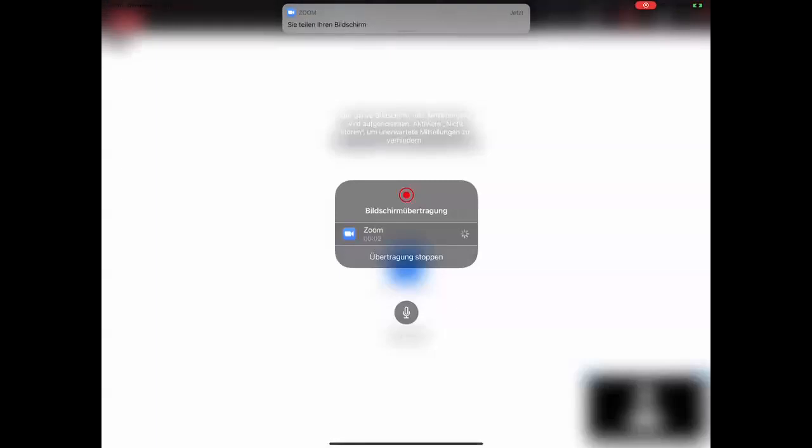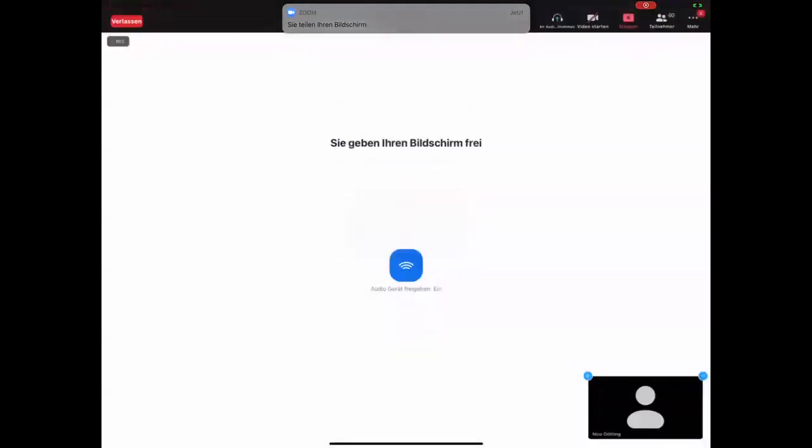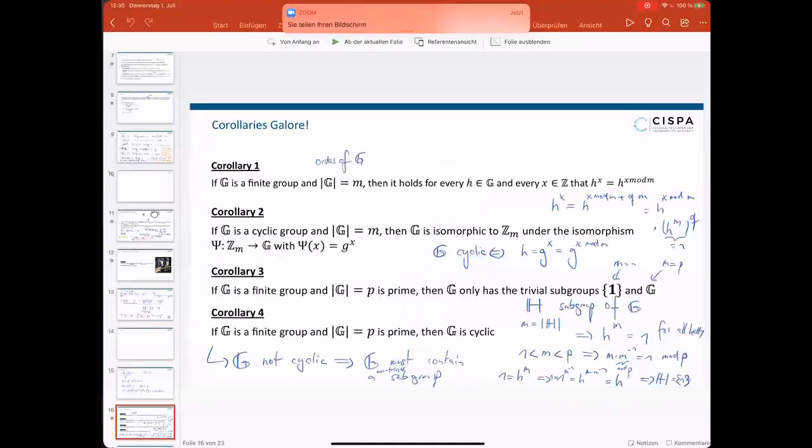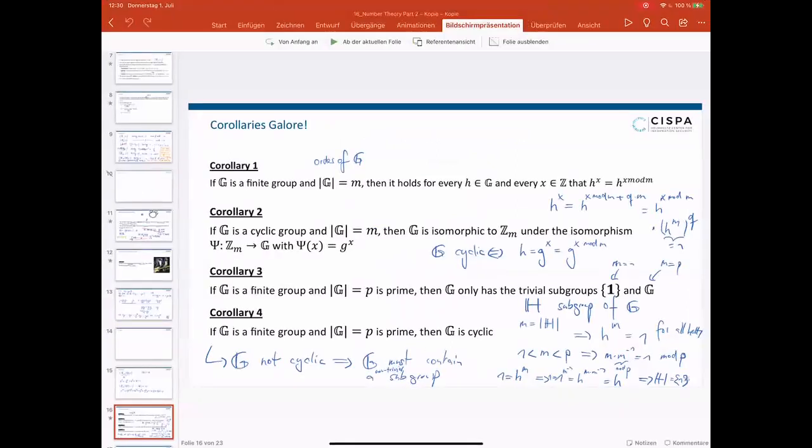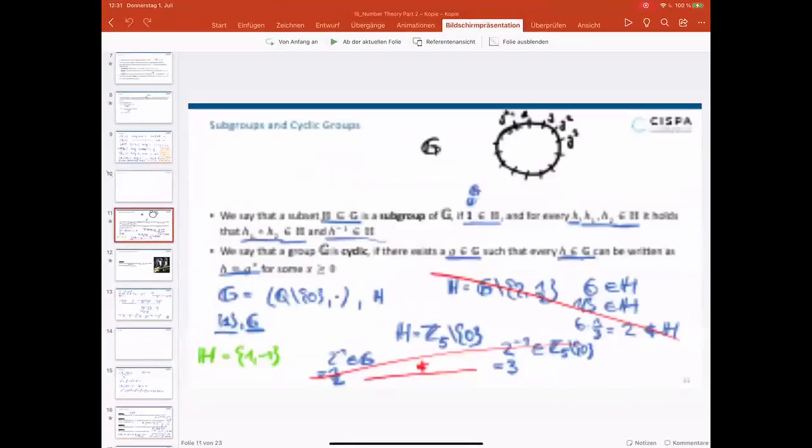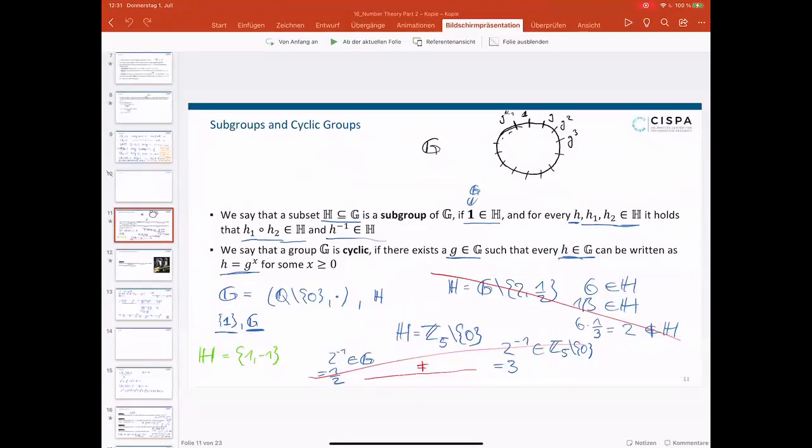And let's quickly wrap up this chapter on number theory. So there were, I think, two smaller things last time.